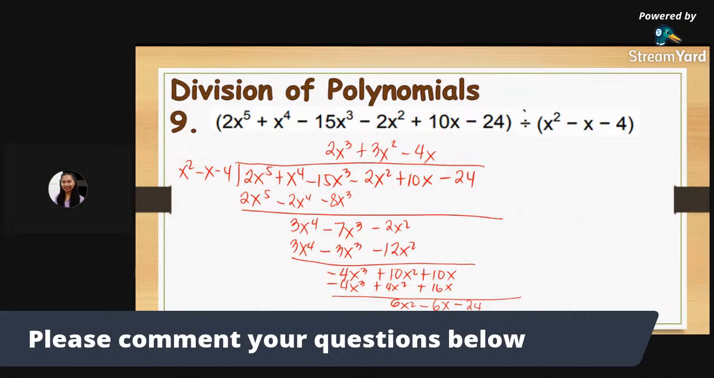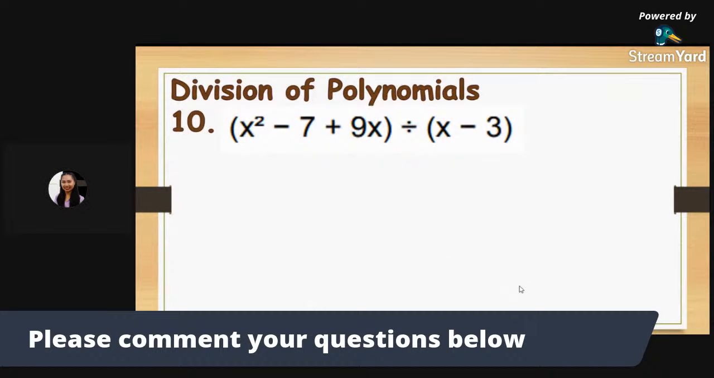minus 24. So 6x squared divided by x squared, we get positive 6. 6 times x squared is 6x squared. I don't have any space here now. Negative 6x and 6 times negative 4 is negative 24. So our remainder is equal to 0. That will be the answer for number 9. And for number 10, we have here x squared plus 9x minus 7.